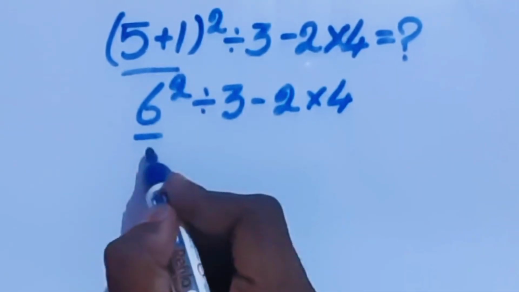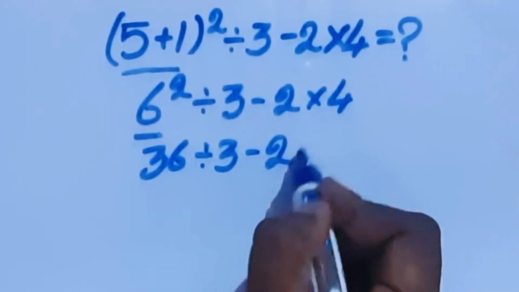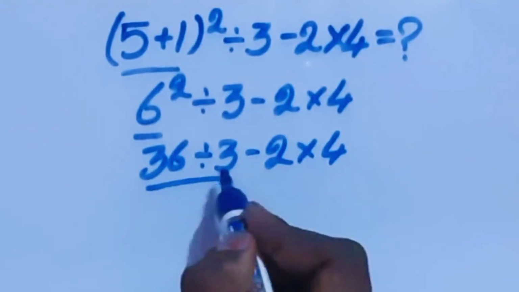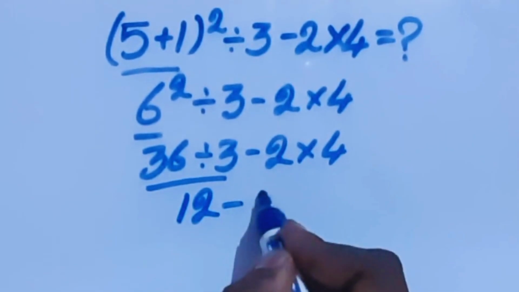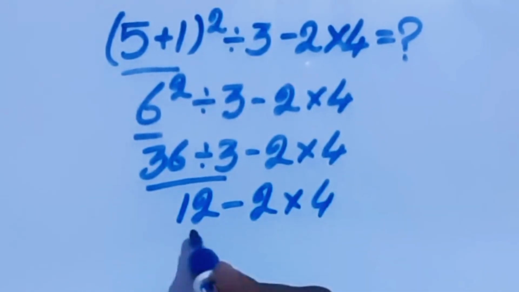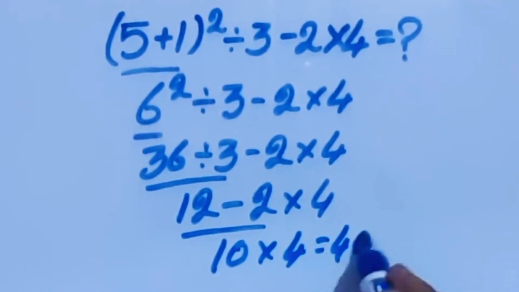Here 5 plus 1 is 6, squared, divided by 3, minus 2 times 4. Here 6 squared is 36, divided by 3, minus 2 times 4. Here 36 divided by 3 is 12, minus 2 times 4. Here 12 minus 2 is 10, times 4. Here 10 times 4 is 40, which is the wrong answer.